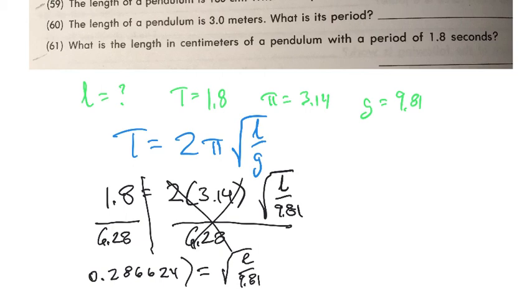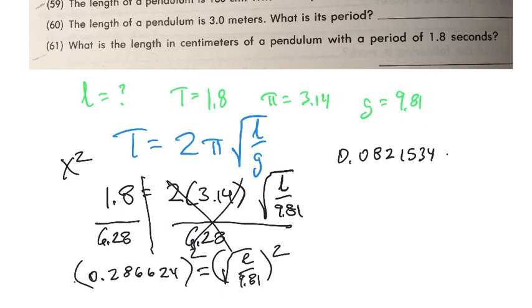Now, watch what we're going to do. We're going to take both sides of the equation and square them. So while you have that on your calculator, look for a key that looks like this, x to the second power. On my calculator, I have to do shift square root, but that gives me that squared. So now I have 0.0821534 equals, but now what happened is over here, when you square the square root of something, it just pops out. So I have L over 9.81.